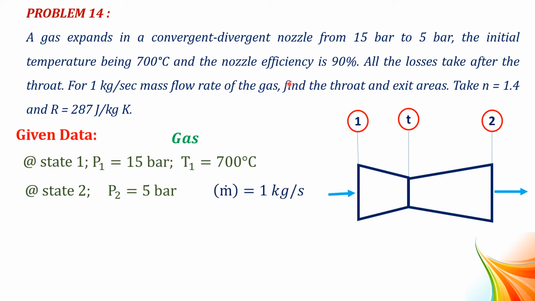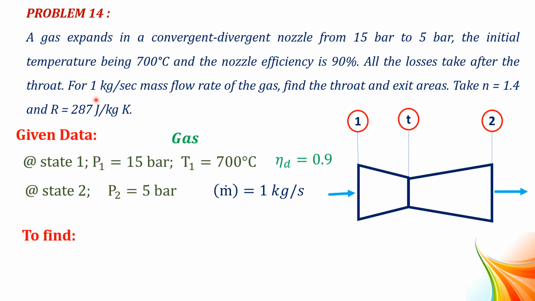The nozzle efficiency is 90%. All the losses take place after the throat. Therefore, in the divergent part, the nozzle efficiency eta d equal to 0.9.